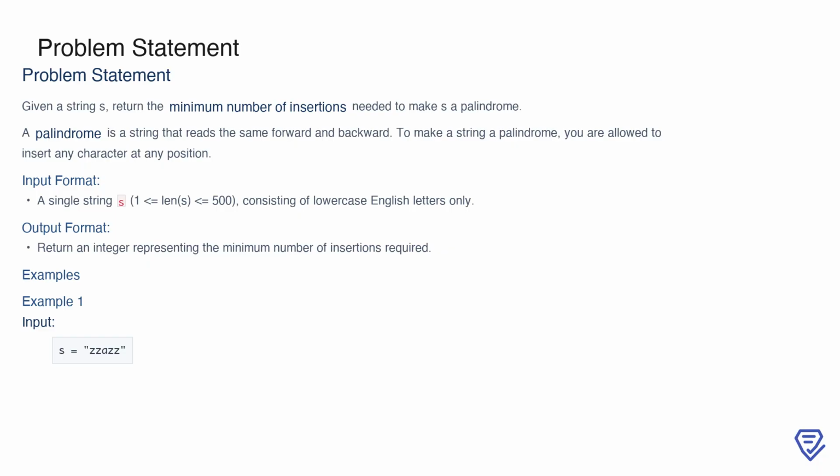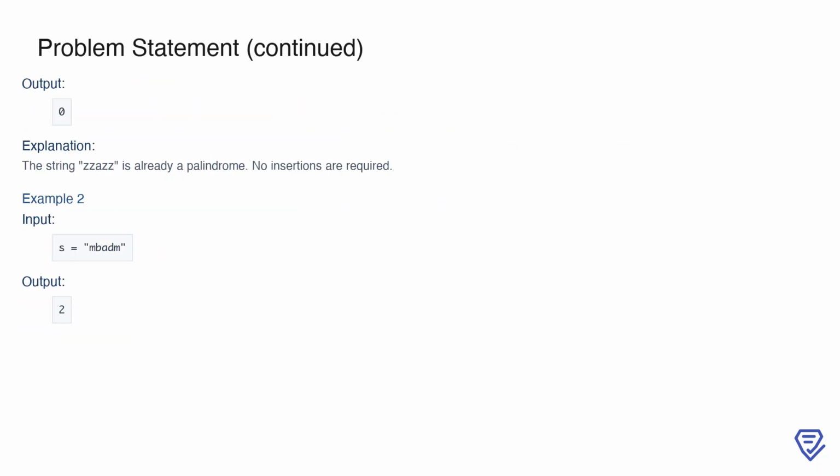The input to our problem is a single string S, where its length ranges from 1 to 500 and consists only of lowercase English letters. Our goal is to return an integer that represents the minimum number of character insertions needed to transform the string into a palindrome. Let's look at the first example.